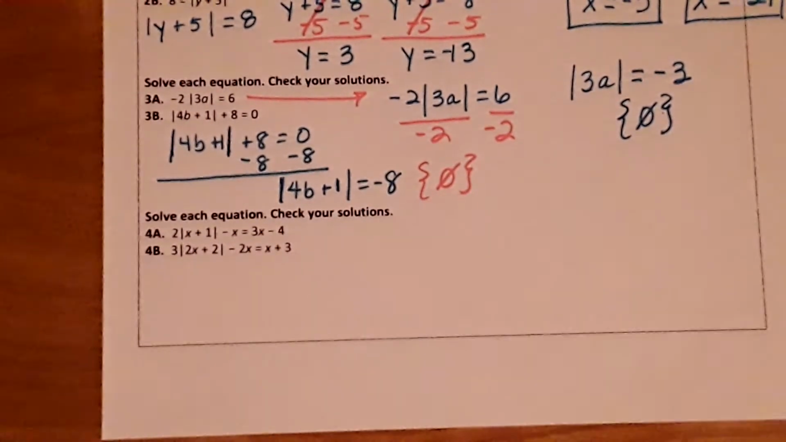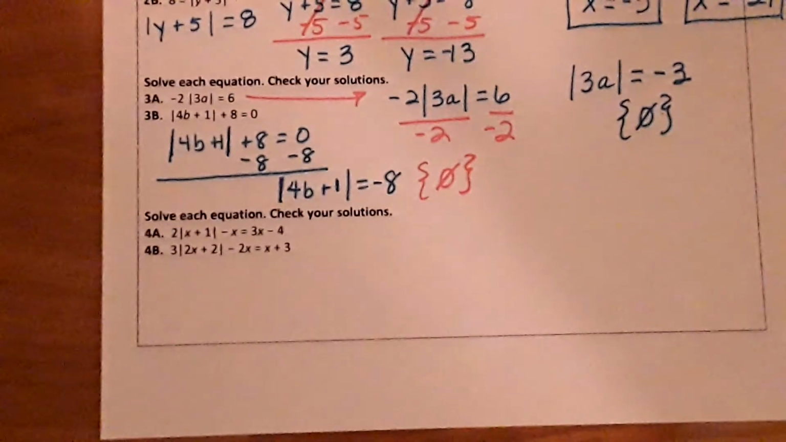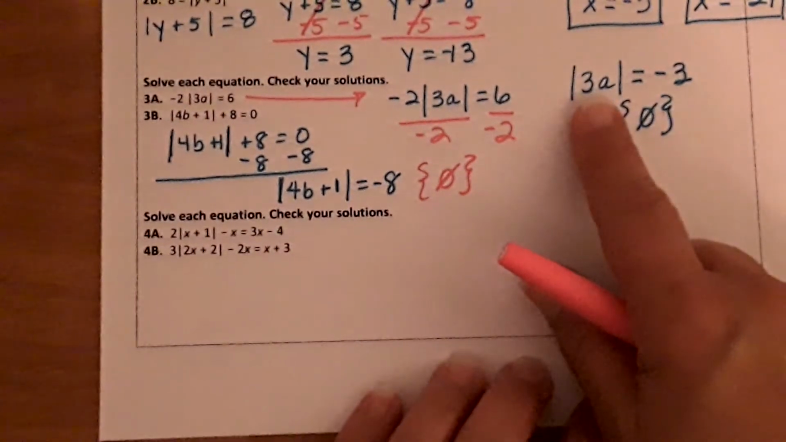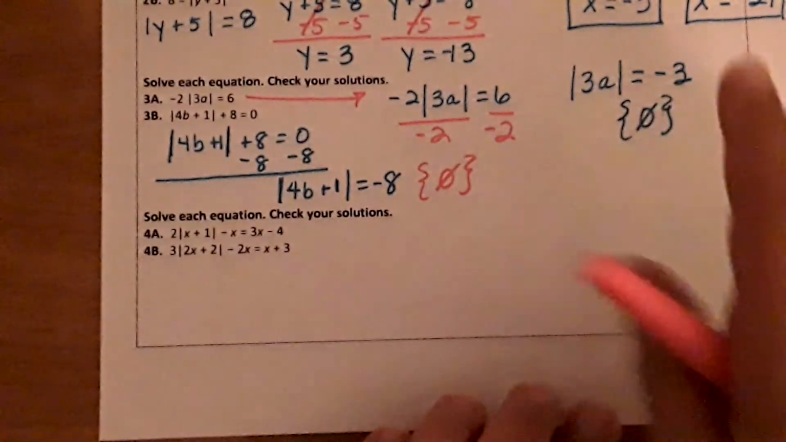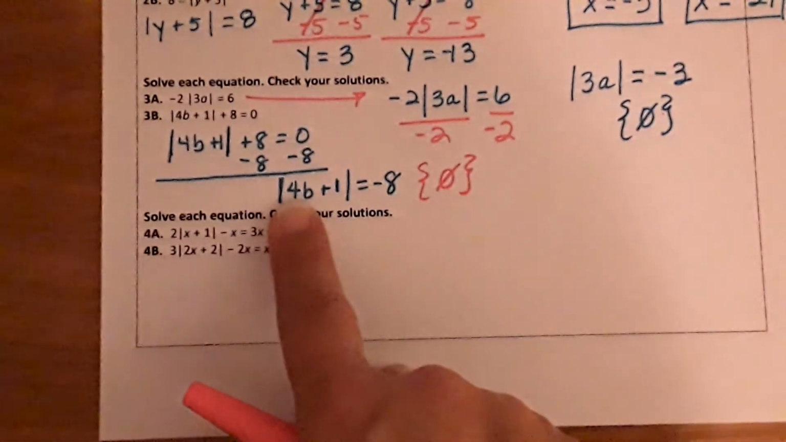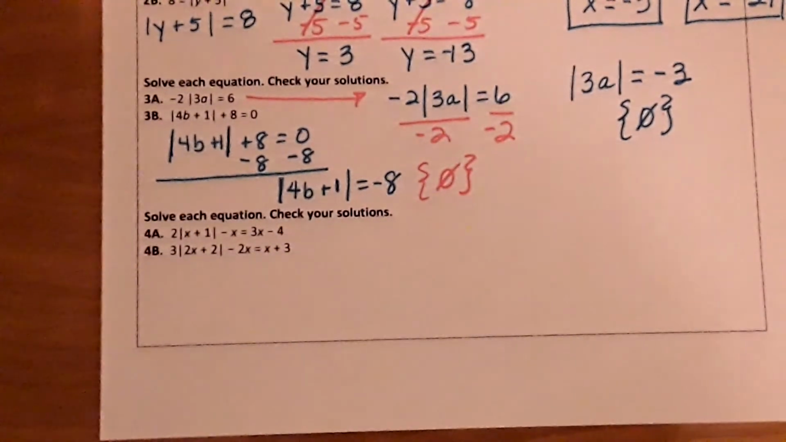We are going to have one more video. I know you love to watch them. 2 more problems, you guys, and then we've got this. Again, absolute value can never equal a negative number. So the absolute value of 3a will never give you a distance of negative 3. The absolute value of 4b plus 1 will never give you a distance of negative 8. So you can't go negative.